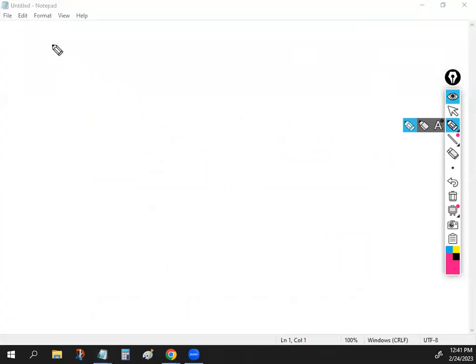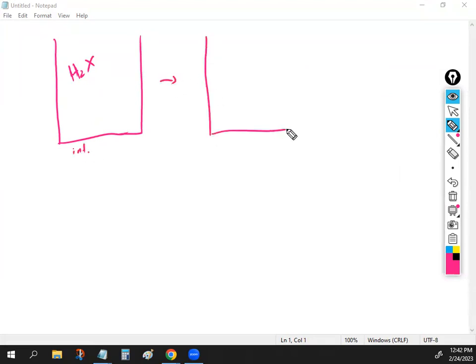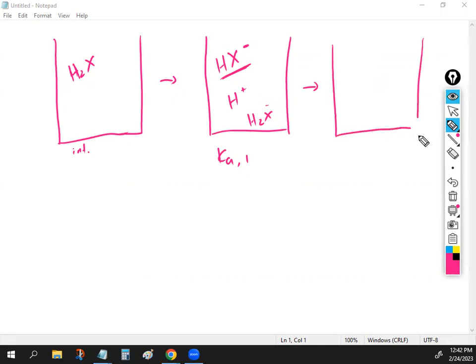Okay, so if I draw another amazing picture of mine, let's just say that we have a generic acid. Let's say that we have H2 and then X for our anion. Okay, so this is our initial start phase. When it dissociates, we're going to have HX minus and H plus in solution, right? Does that make sense? Now, you'll still have some H2X depending on the Ka value. We'll call that Ka1. And then this compound right here has its own Ka value. We'll call that Ka2. Okay, so what this compound can do is it can release an H plus as well.